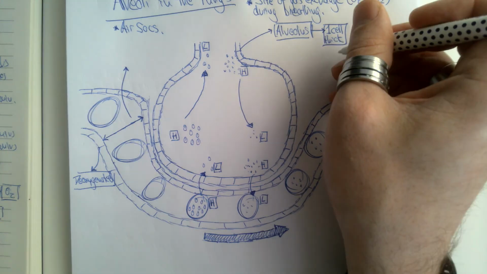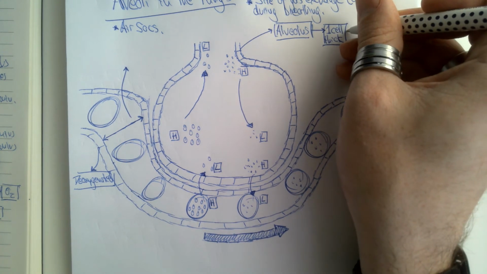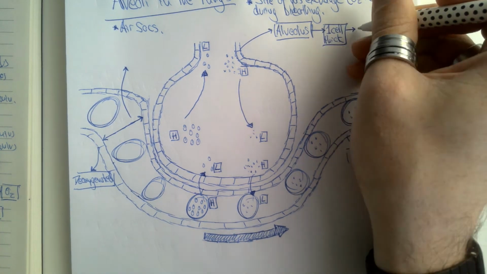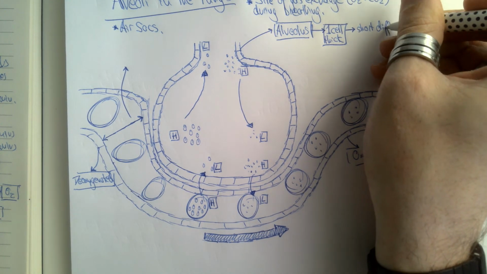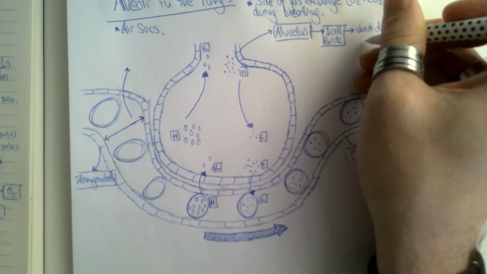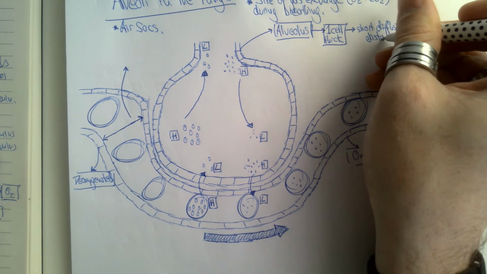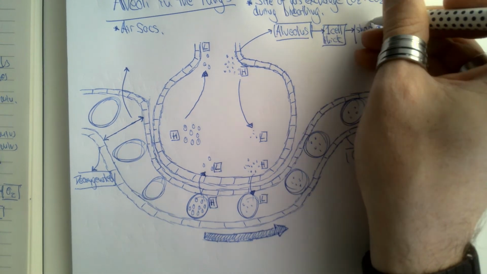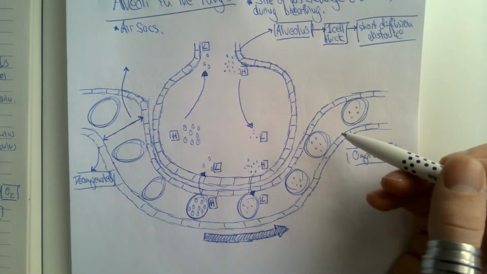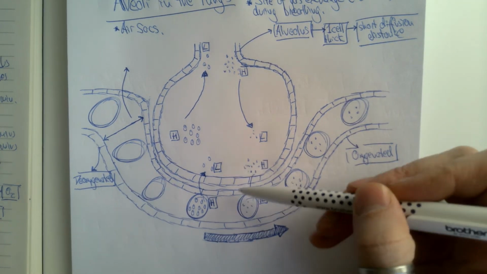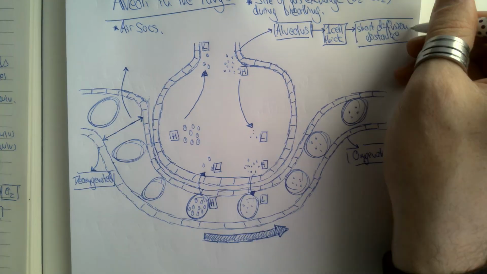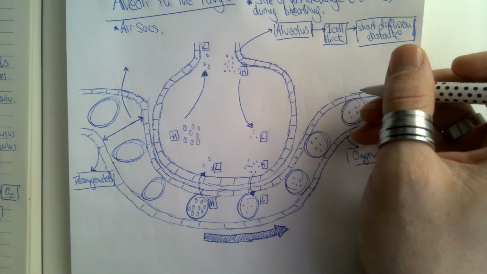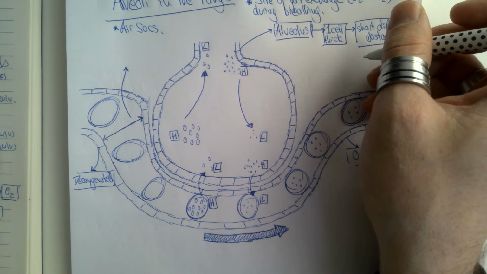Now, what this allows for is a short diffusion distance. So it means that carbon dioxide and the oxygen don't have very far to go to get from the lungs to the blood and from the blood to the lungs. So that's a feature that helps carbon dioxide and oxygen.